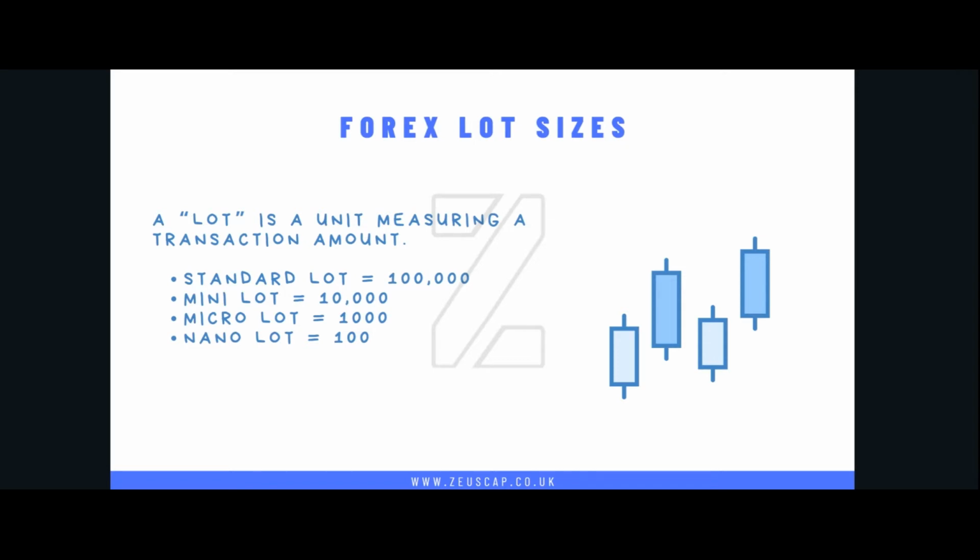And then obviously you've got nano lots as well, which is for very small accounts. So 0.001 would be a nano lot, and you only get 100 units of currency. Okay, so again, a standard lot represents $10 a pip. For example, if you have a 1 lot size on EUR/USD, it would represent $10 a pip.